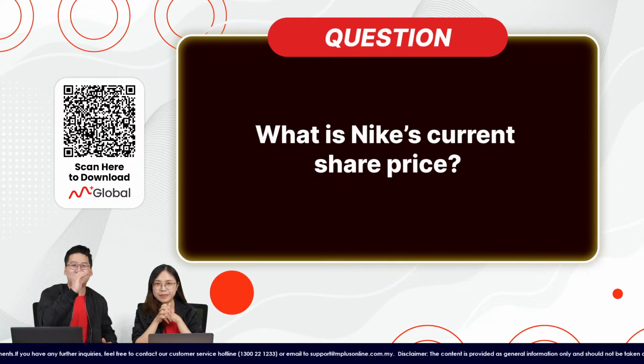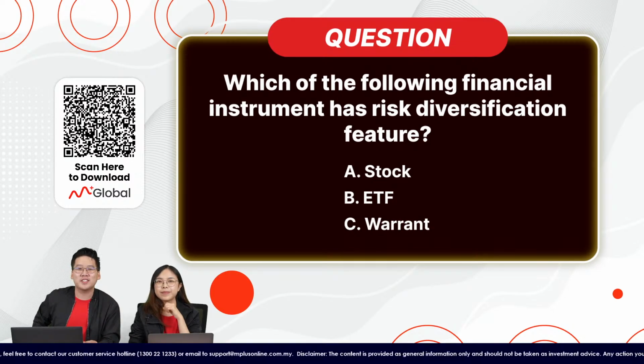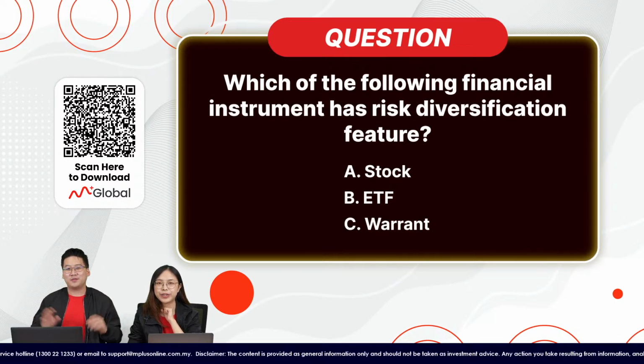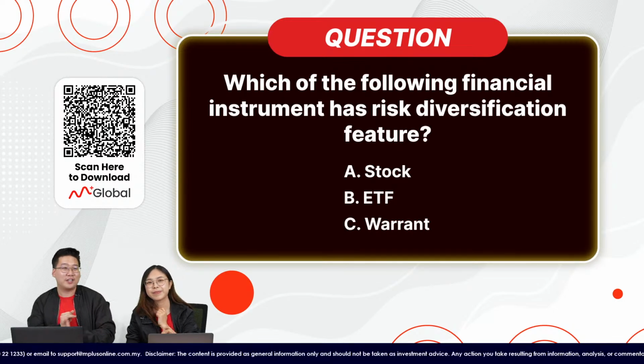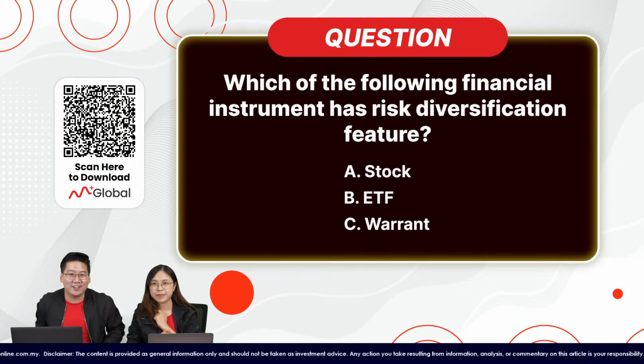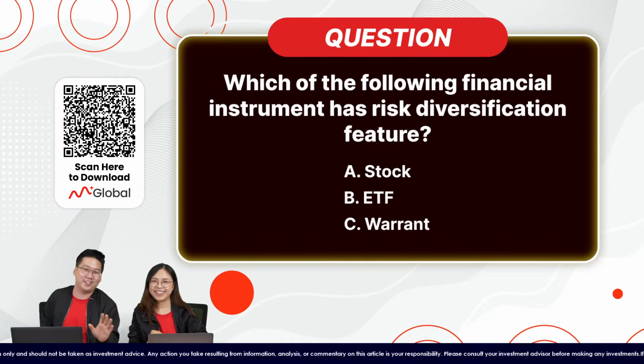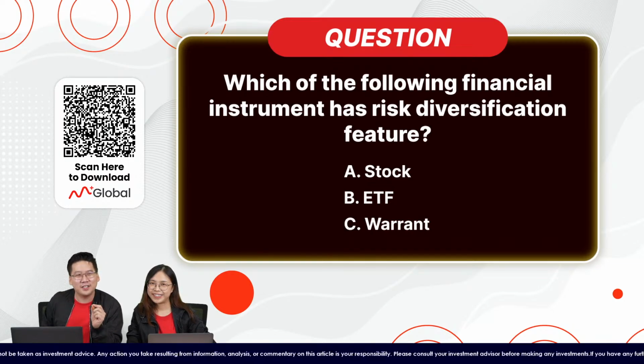All right, so this is question number 2. Which of the following financial instruments has a risk diversification feature? It's an MCQ question. We have stock, ETF, as well as warrants. For those of you who have been listening and paying attention, this will be very obvious, because we've been talking about it a lot. And it's also a little hint, it's tomorrow's topic as well. So what are your answers?